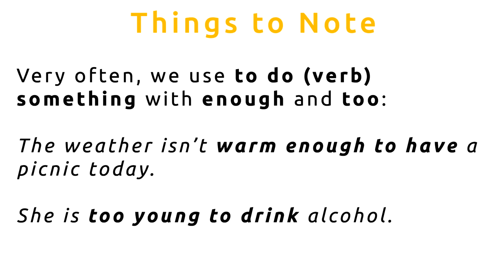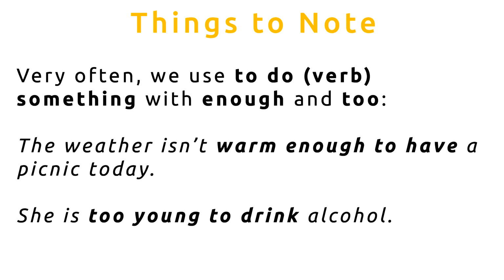Let's look at the last thing that we have to note. Very often we use to do something, a verb, with enough and too. Look at this first example. The weather isn't warm enough to have a picnic today. So you're giving the reason why you said the weather isn't warm enough. It isn't warm enough to have a picnic today.